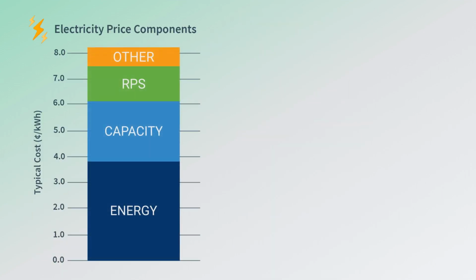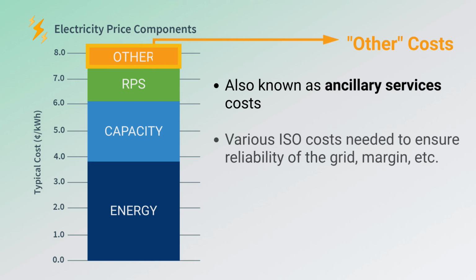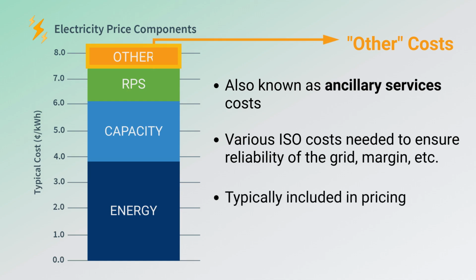The first one we call the other costs. It is a bunch of minor costs known as ancillary services. These are products that suppliers need to buy to make sure that the grid is run reliably. It also includes things like the supplier's margin. Each one of these four components can be included in your contract price or excluded. This one is typically included in your price.